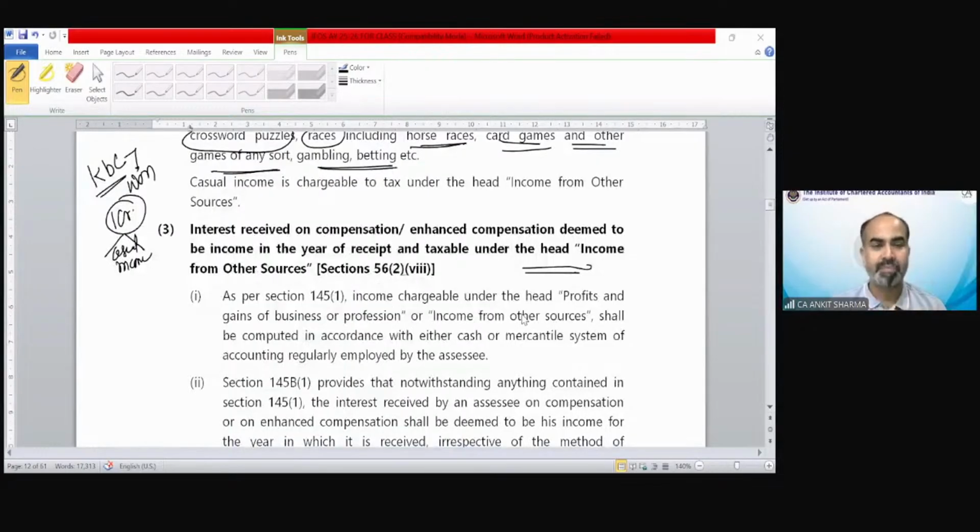Okay. Point number 3. Interest received on compensation or enhanced compensation is deemed to be income in the year of receipt and taxable under the head income from other sources. So we have gone through this provision under capital gain, compulsory acquisition. In case of compulsory acquisition, if there is OCEC and due to that OCEC you receive interest, that interest is going to be taxed under income from other sources. We have discussed this provision, and there was a concept which says 50% of that is going to be taxed under income from other sources. Balance 50% is exempted.